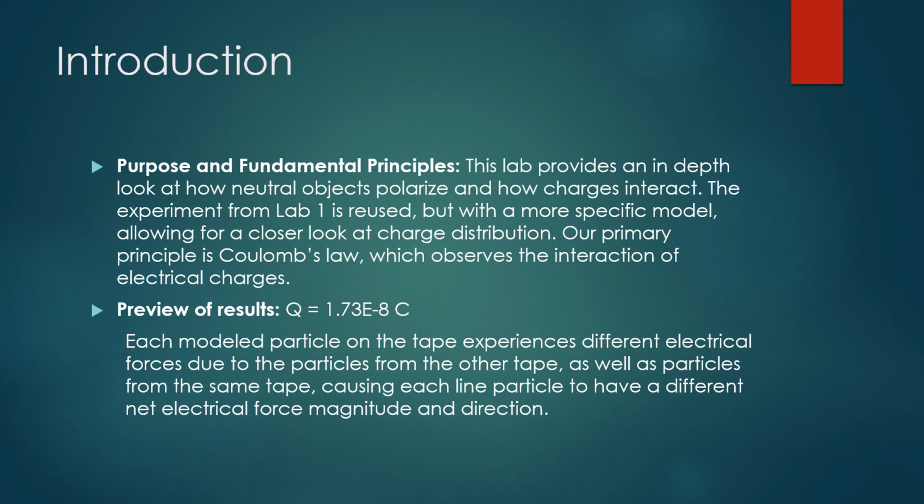This lab provides a more in-depth look at how neutral objects are polarizable and have interacting charges. The experiment from Lab 1 is reused, but this new model allows for a closer look at how individual particles interact and how a charged object will consist of numerous and sometimes countless individual particles that are interacting. The main principle at play here again is Coulomb's law, observing the interactions of electrical charges.